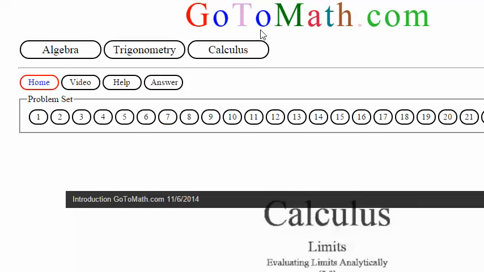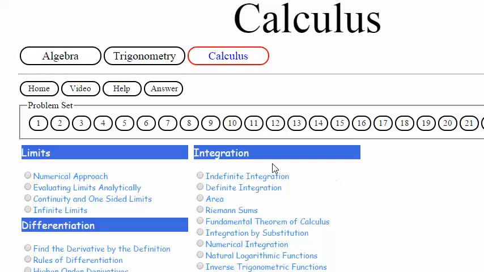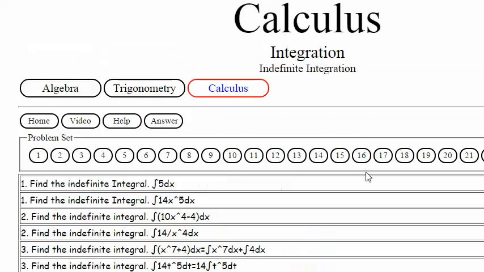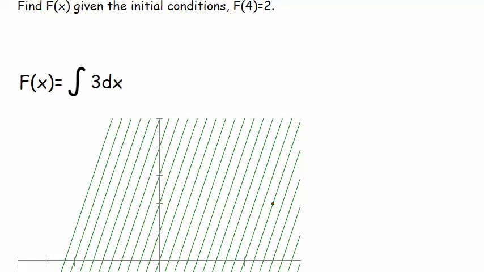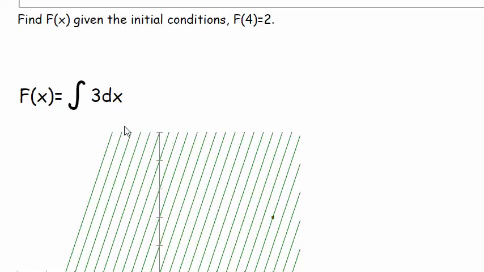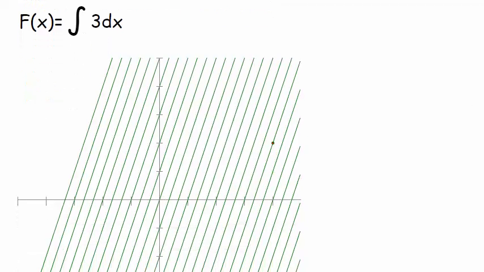We're at gotomath.com. Let's click on the calculus button and go right here to indefinite integration. And we'll click on 4 right here, get 4-1 to come up. Anyway, it says find F of x given the initial conditions. Okay, initial conditions. So this is the antiderivative. That's what they call that.